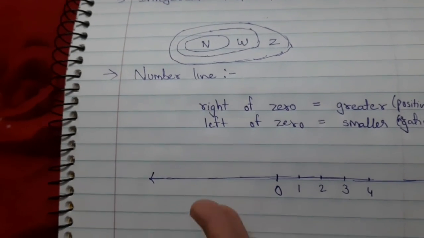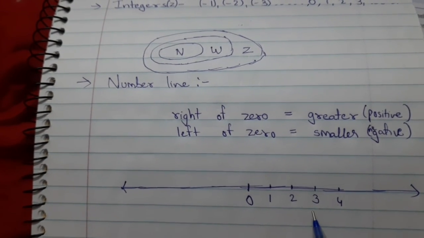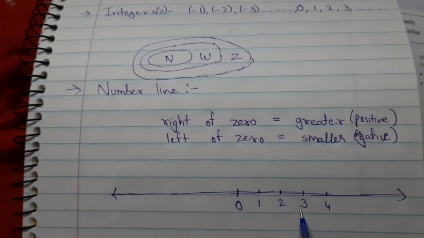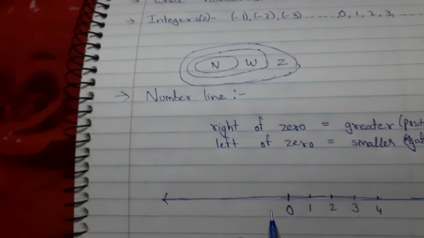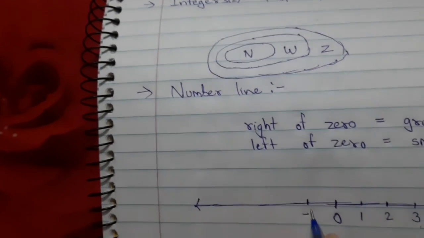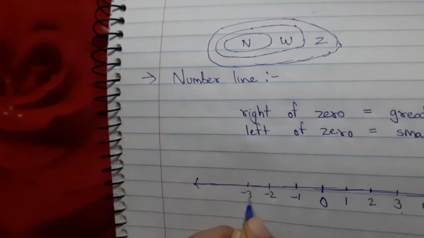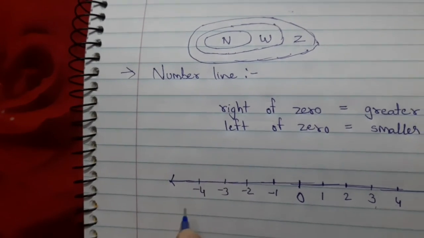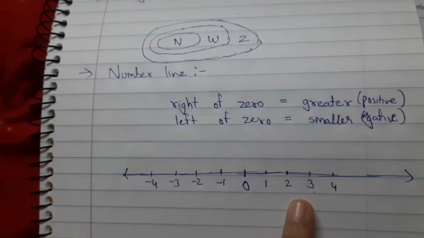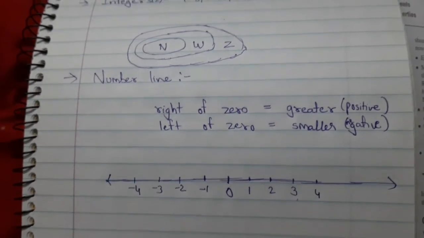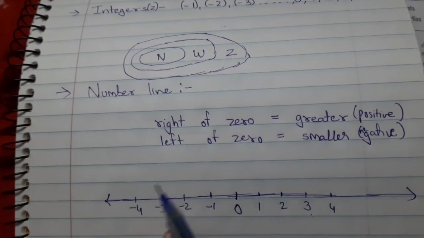Similarly, if you go on the left side, 4 is greater than 3, but 3 is smaller than 4. So on the left side the numbers are smaller than on the right side. So here what will come? -1, -2, then -3, -4 and so on. See, always keep proper distance between the numbers, then only you will get a proper number line. So what we understood here is, on the right side always greater numbers, on the left side always smaller numbers.